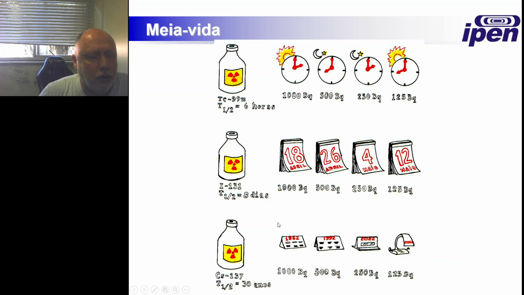And cesium-137 has a 30 year half-life, meaning it will take 30 years for it to get to half of this. So we were in 1962, we got to 1992, 2022, and 2052. So you see, it's 120 years for it to go from the way it was to 1/8 of it.